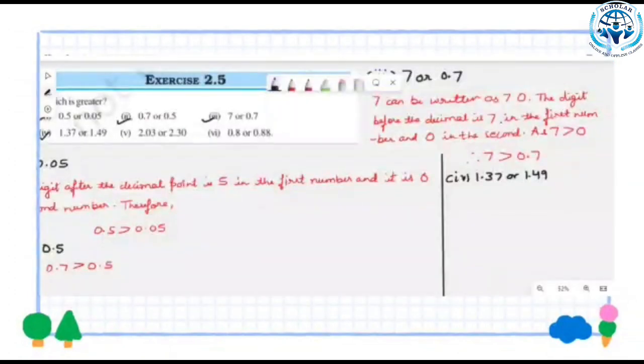Fourth part, 1.37 or 1.49. Which is greater? The first digit is 1 in both the numbers. The first digit after the decimal is 3 in the first number and 4 in the second number. Now, which is greater, 3 or 4? Yes, 4 is greater. So, which number is greater? 1.49. 1.49 is greater than 1.37.